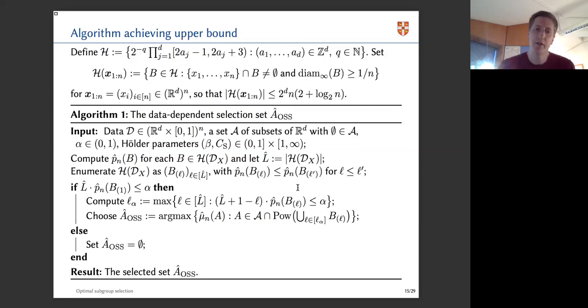And having then determined the sets on which I think the regression function exceeds the level tau, I then look at the union of those sets, and I try to maximize the empirical marginal measure of any set that both belongs to my family and belongs to the power set of the union of all these significant sets B_L. Okay, that's the set I'm going to output.